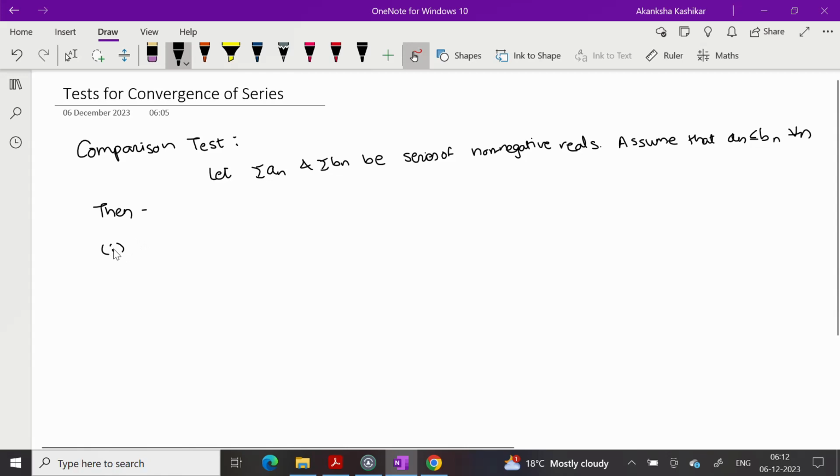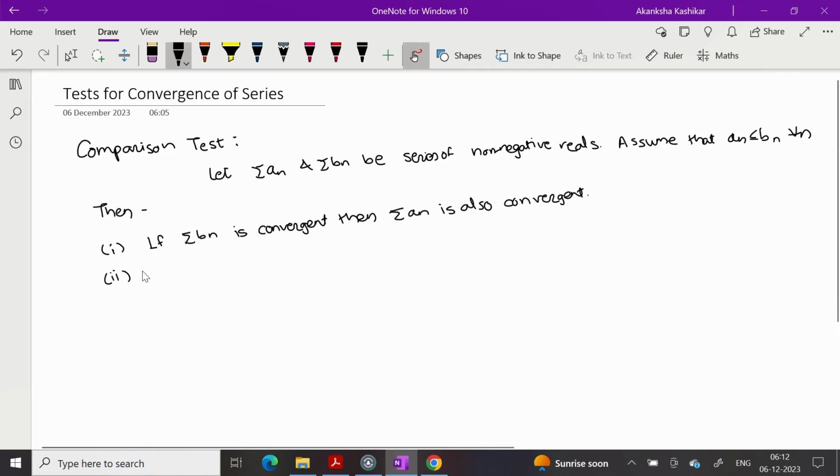If summation bn is convergent, then summation an is also convergent. That is, if the bigger series converges, then the smaller series also converges.